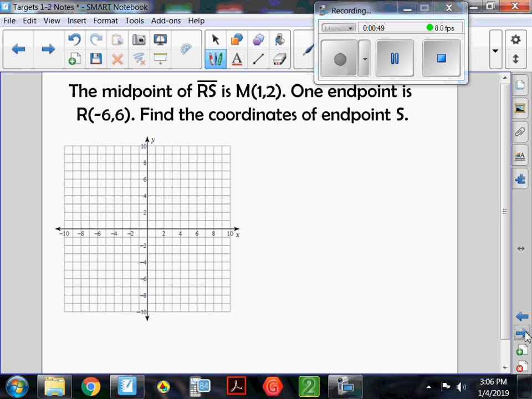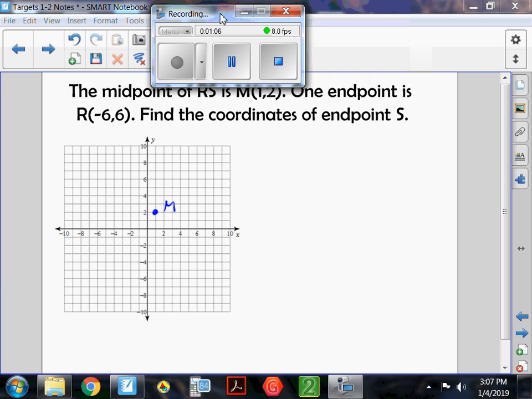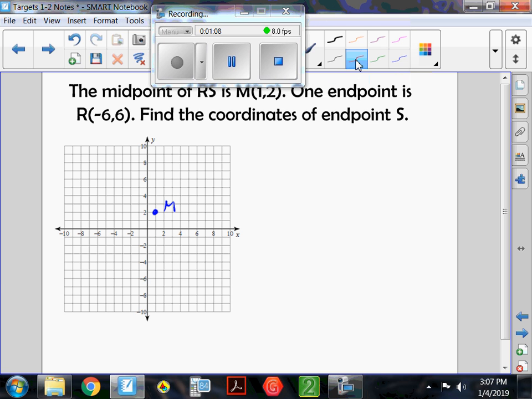So let's get started. This problem says the midpoint of RS is M at (1, 2). So let's start there. We have a midpoint, M, at (1, 2). One endpoint is R, which is at (negative 6, 6). And I have another endpoint S, and I don't know where that's at. It's at (x, y) somewhere. That's what I'm trying to find.